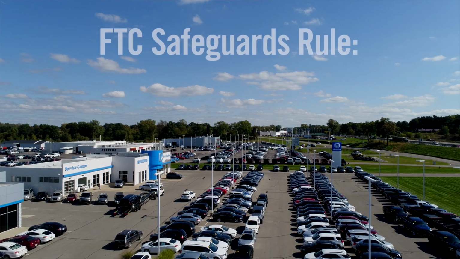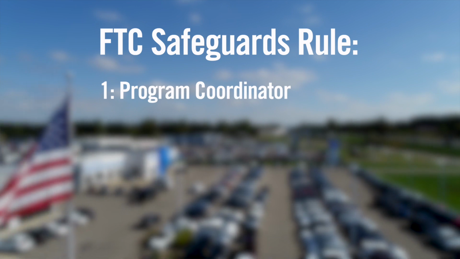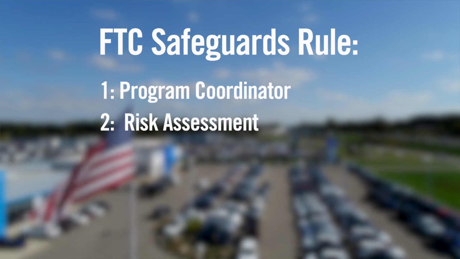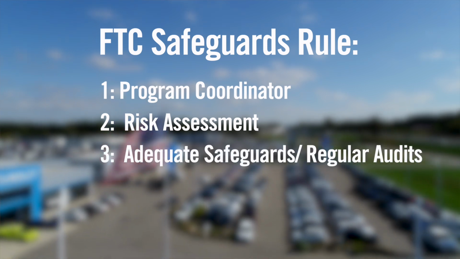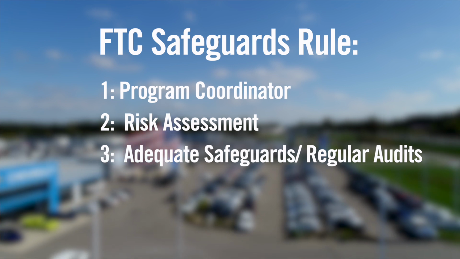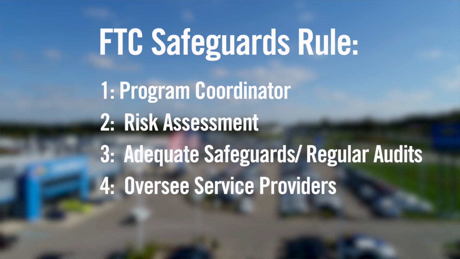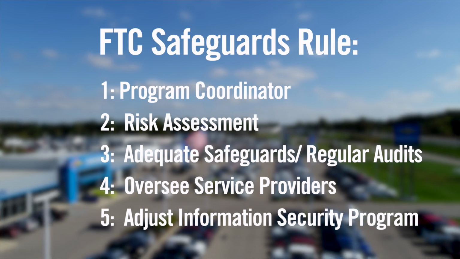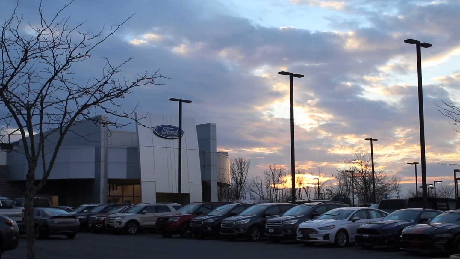It has 5 elements. At the time, they said you have to have a program coordinator that oversees the program. You have to do a risk assessment. What are the risks to your customer information? You have to come up with adequate safeguards to control against those risks, and you have to regularly audit them. You also have to oversee your service providers. Those are companies that have access to your customer information. And also, you have to periodically adjust your program in light of changing circumstances. So that is how the FTC Safeguards Rule has been structured since 2003.